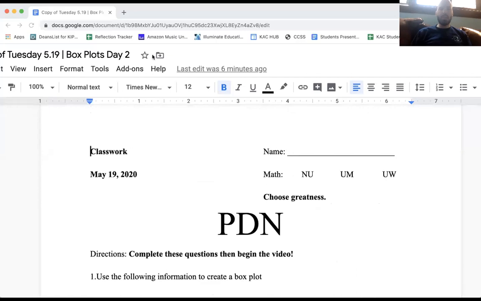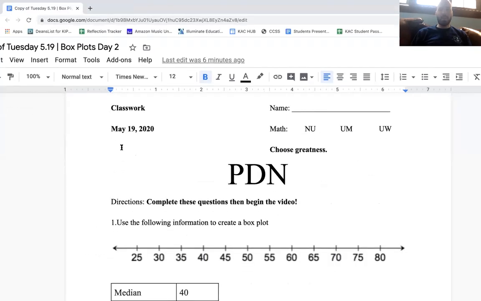Okay, we're working on box plots again today. Very similar to what we did yesterday in the sense that we are still going to be making our box plots on the computer. A little bit different because we're actually going to be coming up with the numbers ourselves, where yesterday we just came up with them on our own. So go ahead and do your PDN, pause the video, come back when you're done.